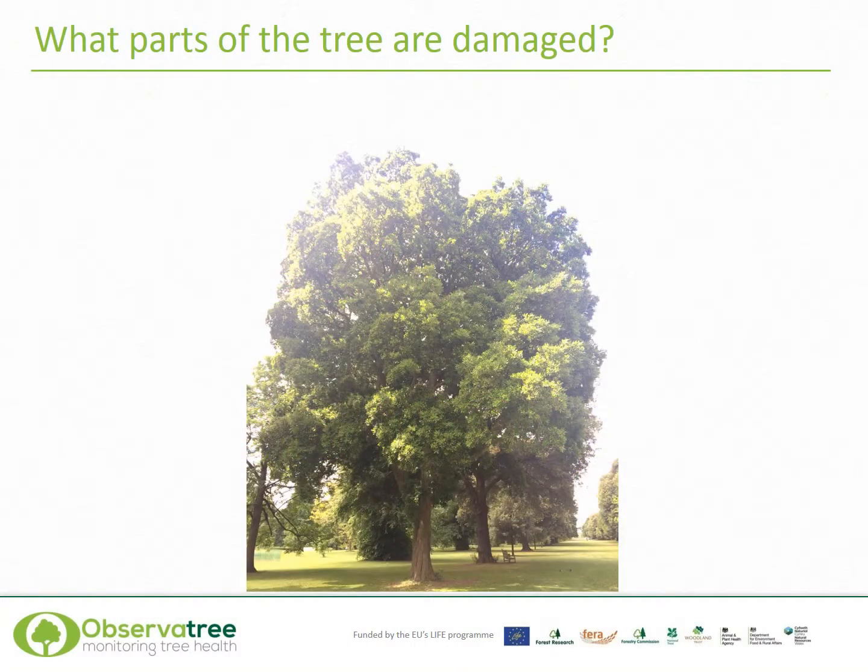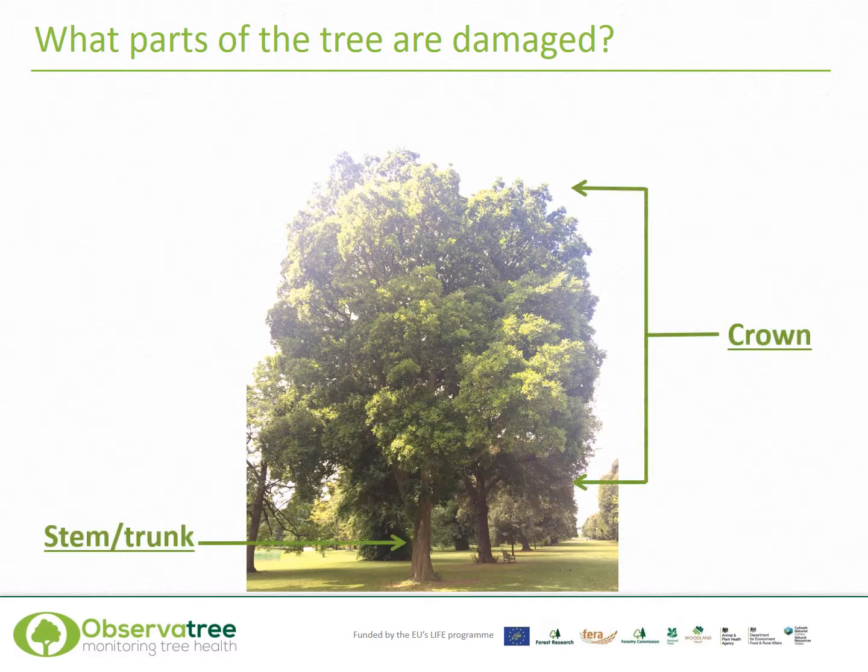In order to start thinking about what is causing poor condition, we need to understand the signs and symptoms. One of the easiest questions to answer is which parts of the tree are damaged. When looking at the tree, we can split it up into its main parts. In this video series, we will concentrate on the three key areas: the crown, the stem or trunk, and the roots and root collar, which correspond to how you will report damage through the Forestry Commission's Tree Alert.